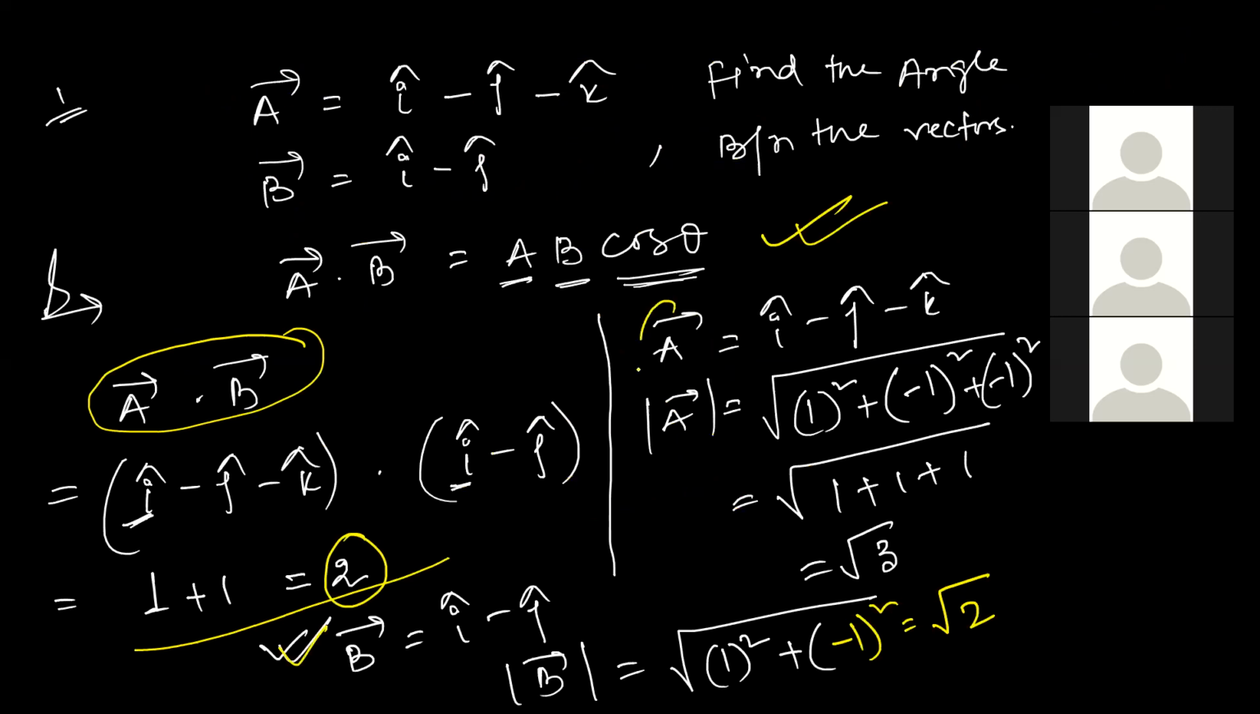The magnitude of A vector is root over 3. The magnitude of B vector is root over 2. We have substituted all of the values. Now just write it down fast.